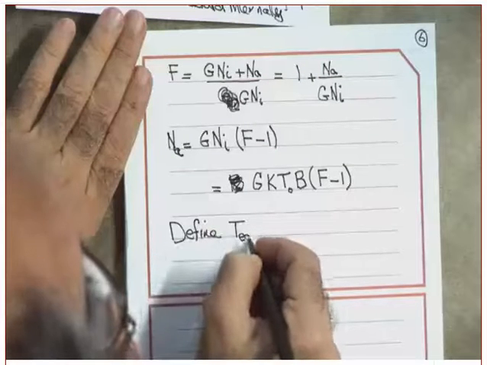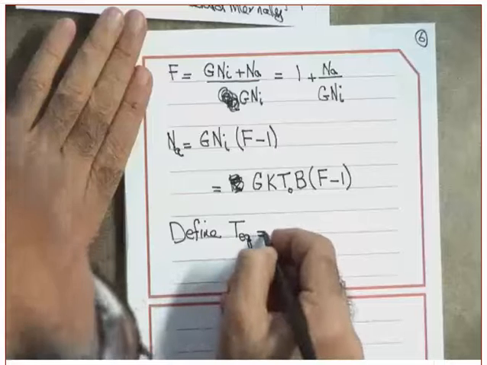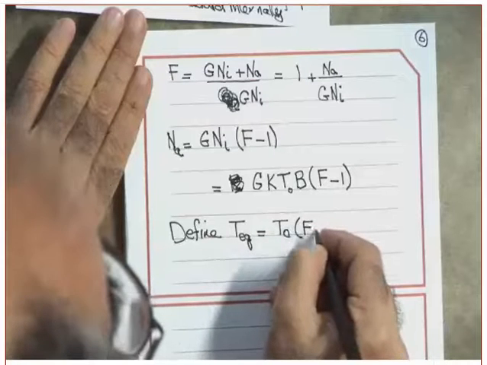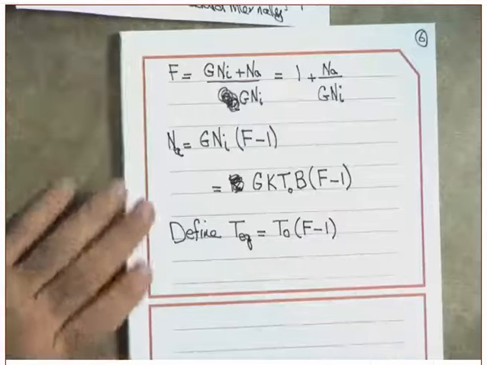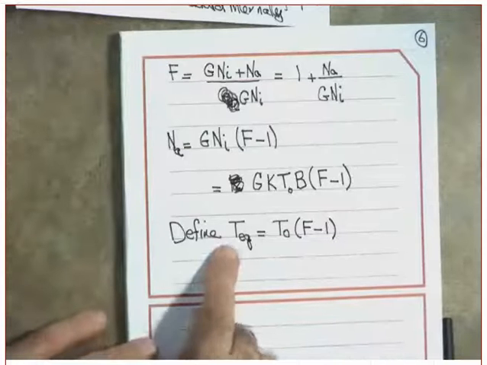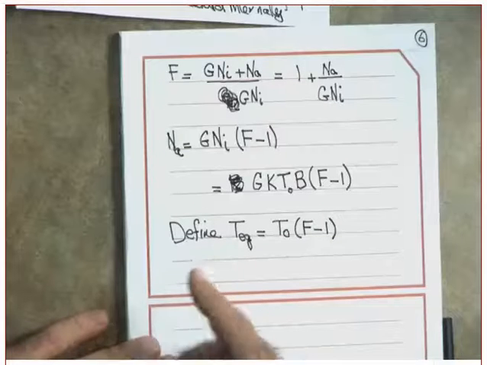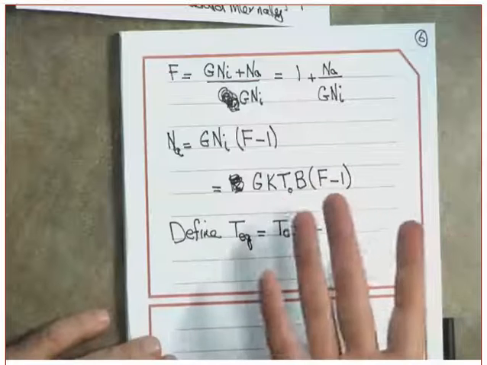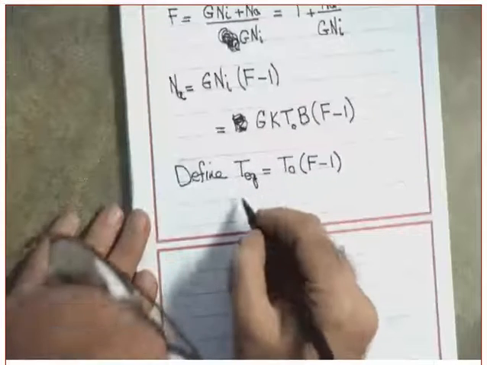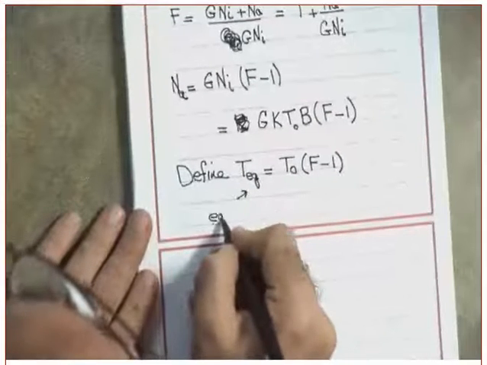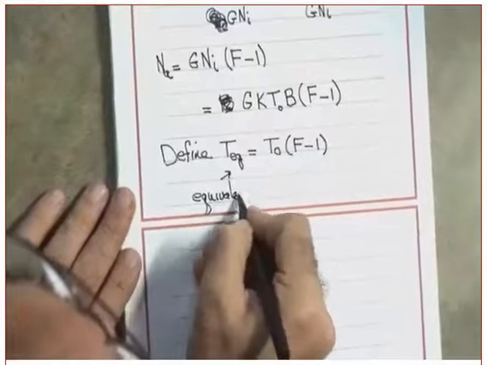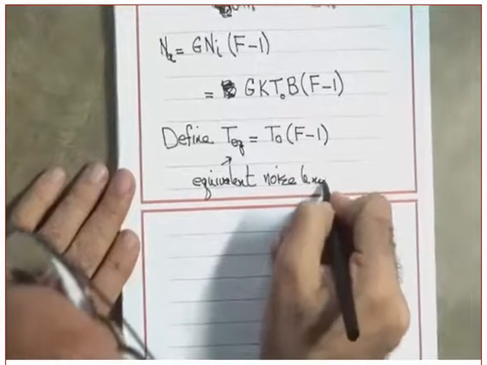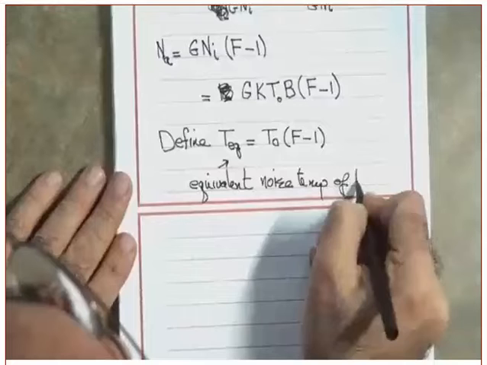T equivalent equal to T0 times F minus 1. Clear? Answer me the following question. Is this a real temperature? No. That's not a real temperature. Do you understand what real temperature means? That's not a real resistance. Clear? This is the equivalent noise temperature of the amplifier.